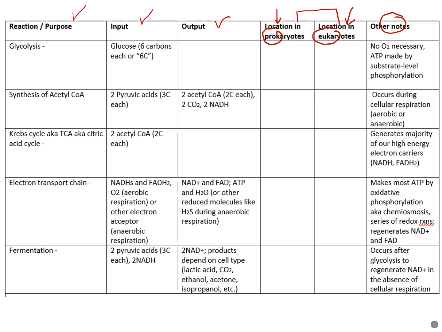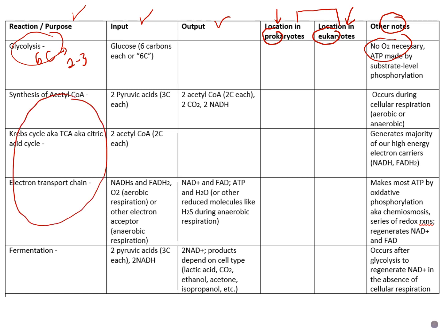So what we're going to look at is start with glycolysis. And remember, the purpose of this was to take a 6-carbon glucose and break it into 2 3-carbon pyruvic acid molecules. And remember, that did not require oxygen. If oxygen is available, the next 3 pathways will happen.